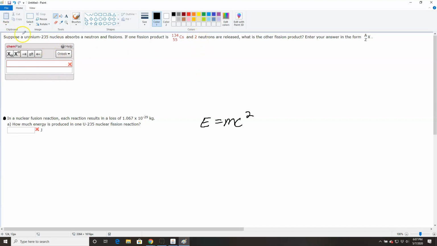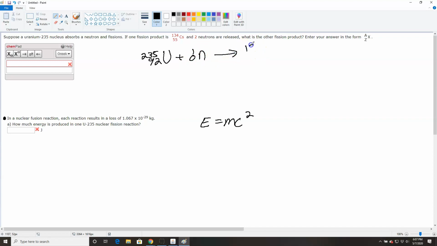So what happens is the uranium-235 nucleus absorbs a neutron and fissions. One product is 134 Cs, and 2 neutrons are released. What is the other fission product? Answer in terms of A, Z, X. So what I have is uranium-235 (92, 235) plus a neutron, lowercase n (0, 1).